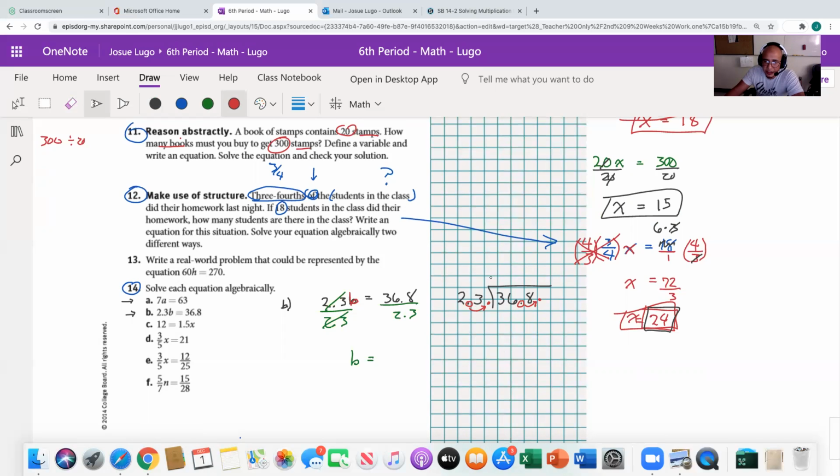So 23 goes into 36. Well, I'll rewrite it just so you see what we have now. We have 368 divided by 23. It's the same relationship between these two numbers. So 23 goes into 36 once. That's going to be a remainder of 13. Bring down the 8. And 23 goes into 138 exactly 6 times. 23 times 6 is 138. And so b is equal to 16.